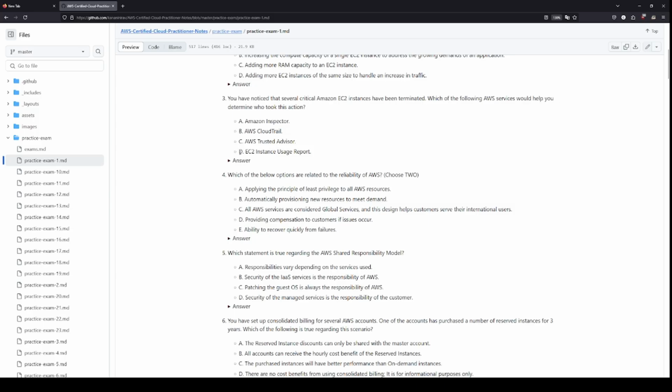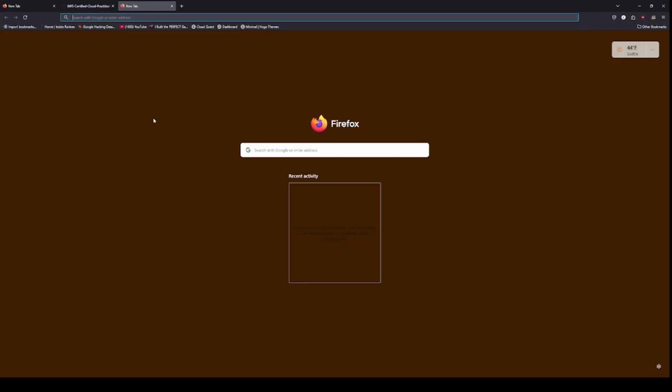So let's take this one backwards. So D, EC2 Instance Usage Report, that's just going to be a report based on your resource usage, if I'm not mistaken. And then C, AWS Trusted Advisor. AWS Trusted Advisor also looks at resource utilization, but it also makes recommendations. It looks at a couple different things. So actually, this is a great time. Let's go ahead and look this up. So let's look up AWS Trusted Advisor.